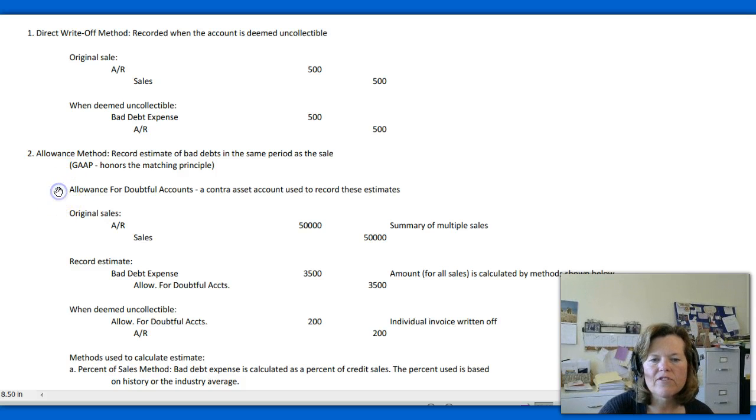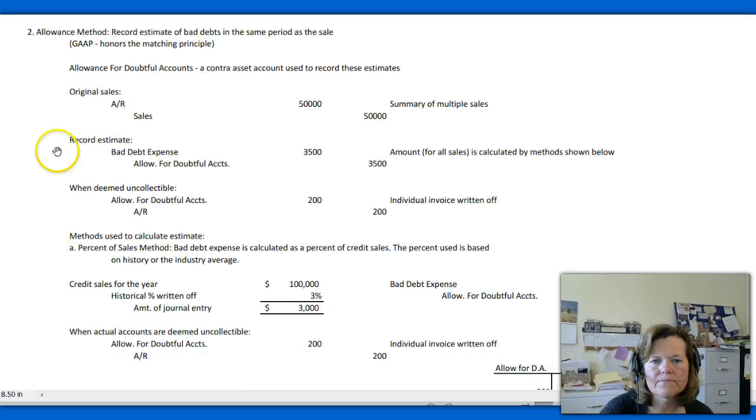The allowance for doubtful accounts, it's a new account. It's a contra asset account, and it's used to record these estimates. So you'll start using this account, and it actually reduces the net value of accounts receivable. So you wouldn't have an allowance for doubtful accounts unless you had a corresponding accounts receivable account.